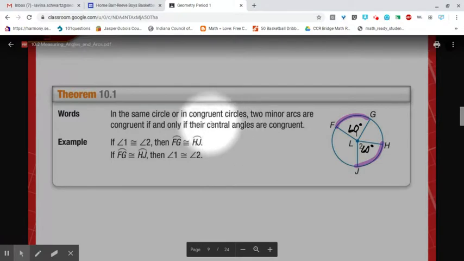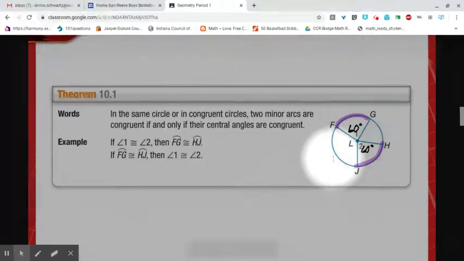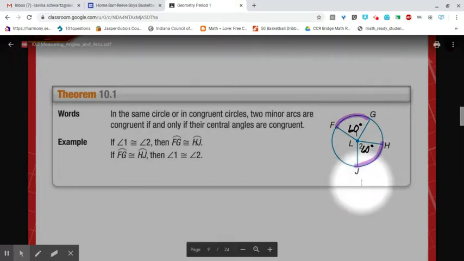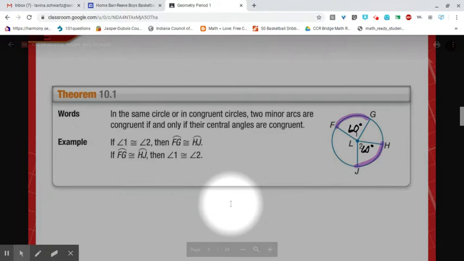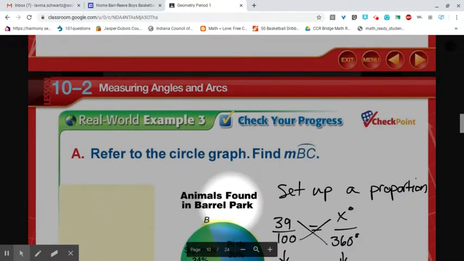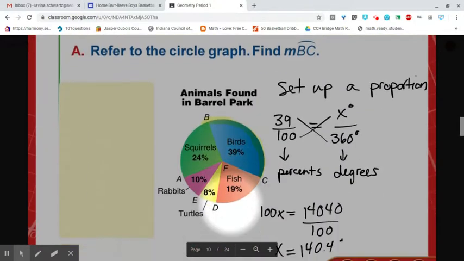In the same circle or in congruent circles, two minor arcs are congruent if and only if their central angles are congruent. So if you can say angle 1 is 60 and angle 2 is 60, you know arc FG and arc JH are congruent. This is another duh moment for me. All right, you have one of these in your homework.